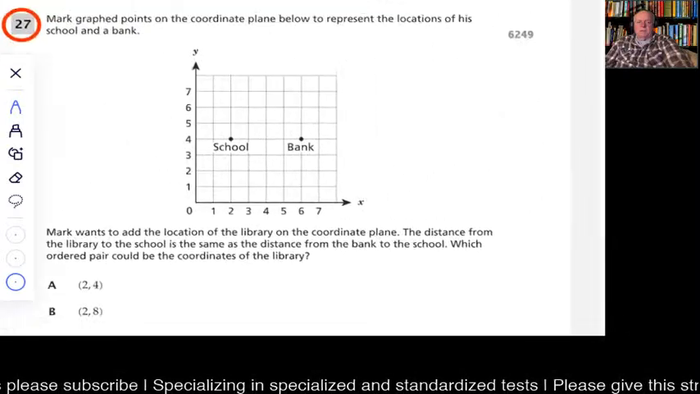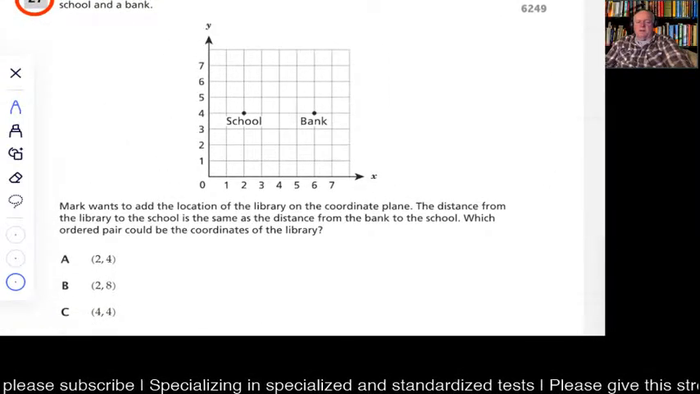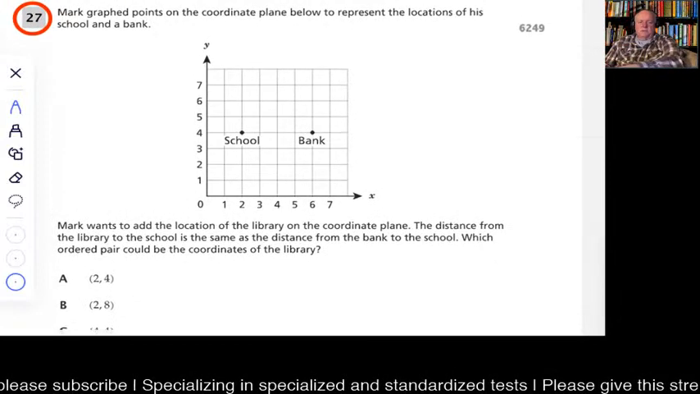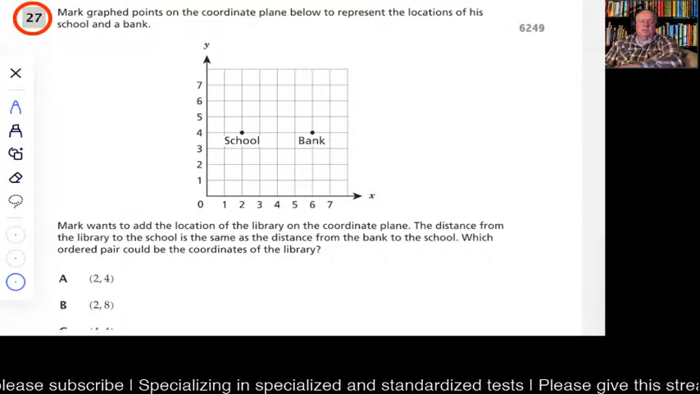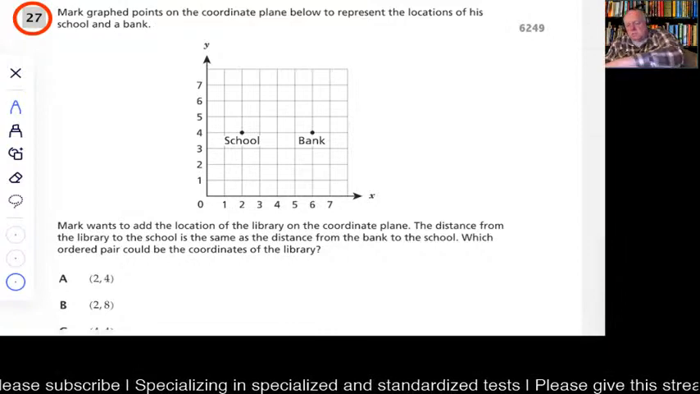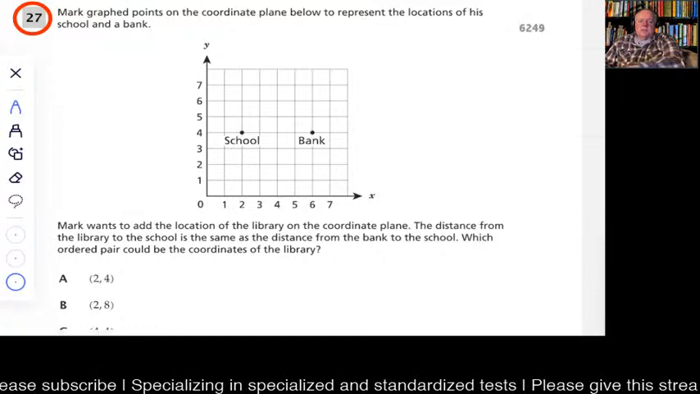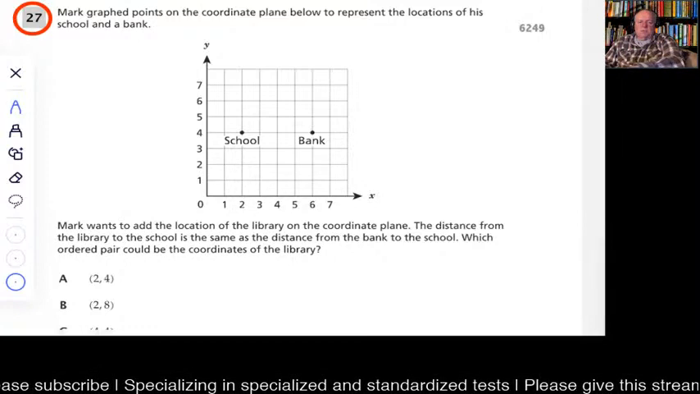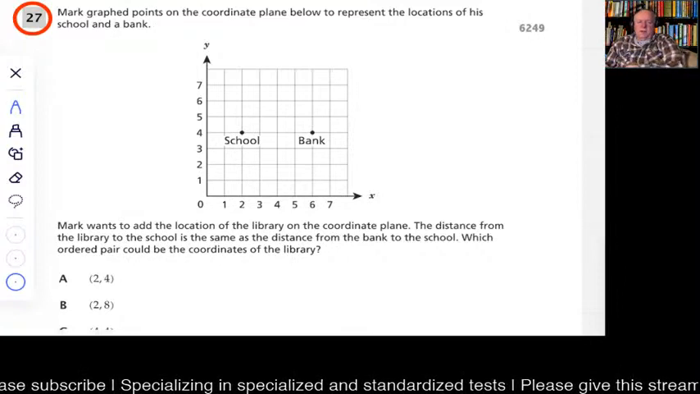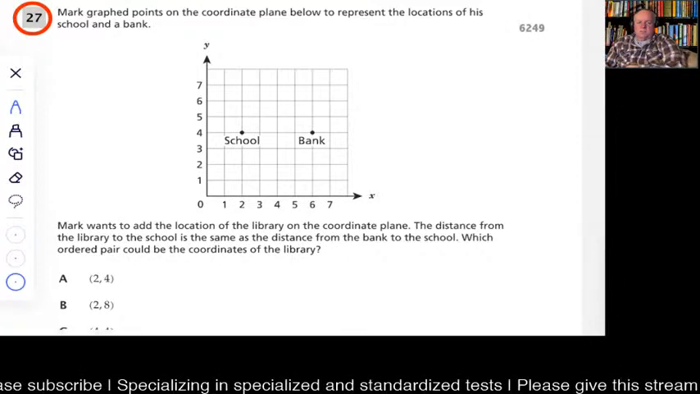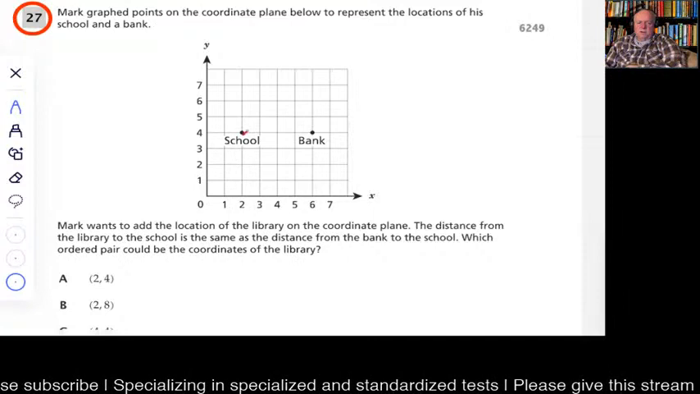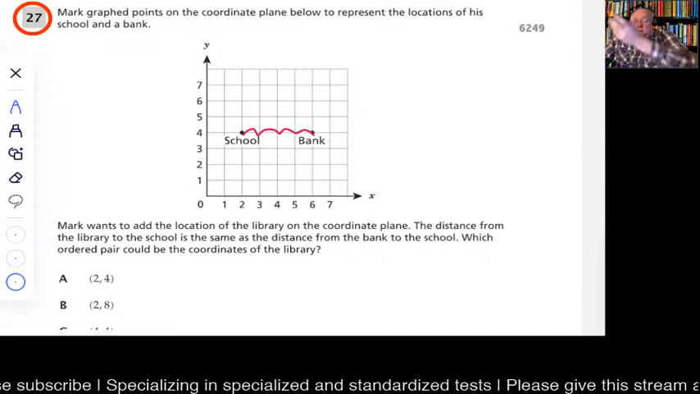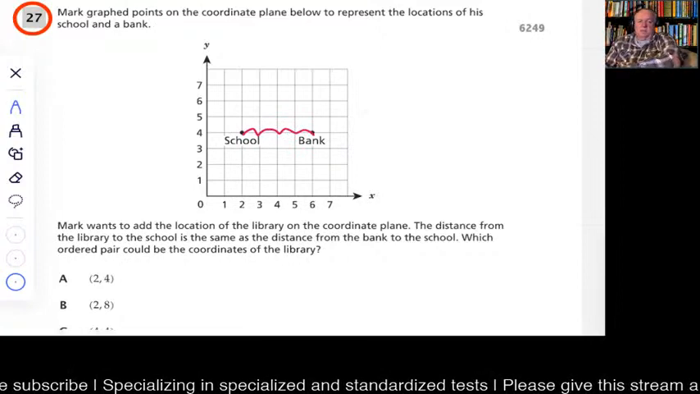All right, so we have a semi-busy problem again. We have a coordinate graph, an XY graph. It's labeled 1, 2, 3, 4, 5, 6, 7. The left side goes from 1 to 7. There is no title for this, which is fine. There are 2 coordinates, 2, 4, which is the school, and 6, 4, which is the bank. I'm guessing they may ask me for the distance. So this is 1, 2, 3, 4. I don't know what they're going to ask me, but that's all I can do.